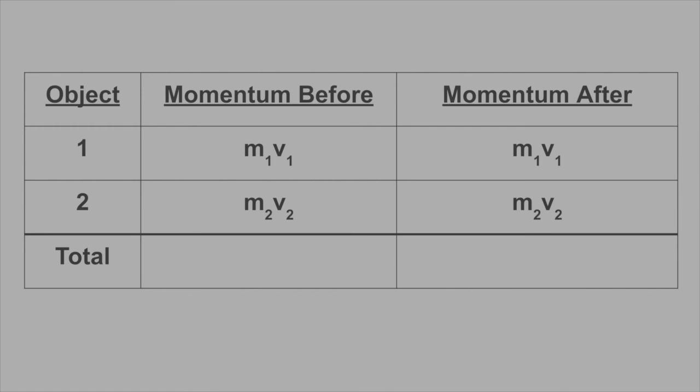You can just leave your unknown velocity as v. And then the important thing to note is that your total here, the total momentum of the objects before the interaction, must equal the total momentum of the objects after the interaction.